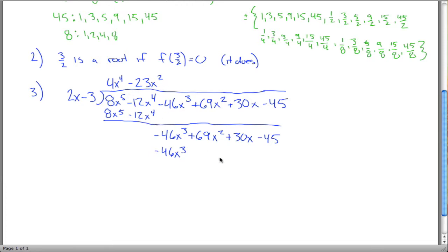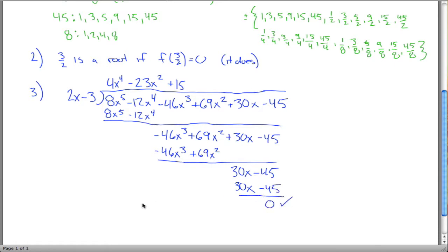Negative 23x squared times negative 3 is positive 69x squared. And we subtract. What you see happens is these cancel out, and like in the first step, these cancel out also. 30x minus 45. I want to get rid of this 30x. To get rid of 30x, I'd have to put 15 up here because 15 times 2x is 30x, and 15 times negative 3 is negative 45. I subtract. I get no remainder.